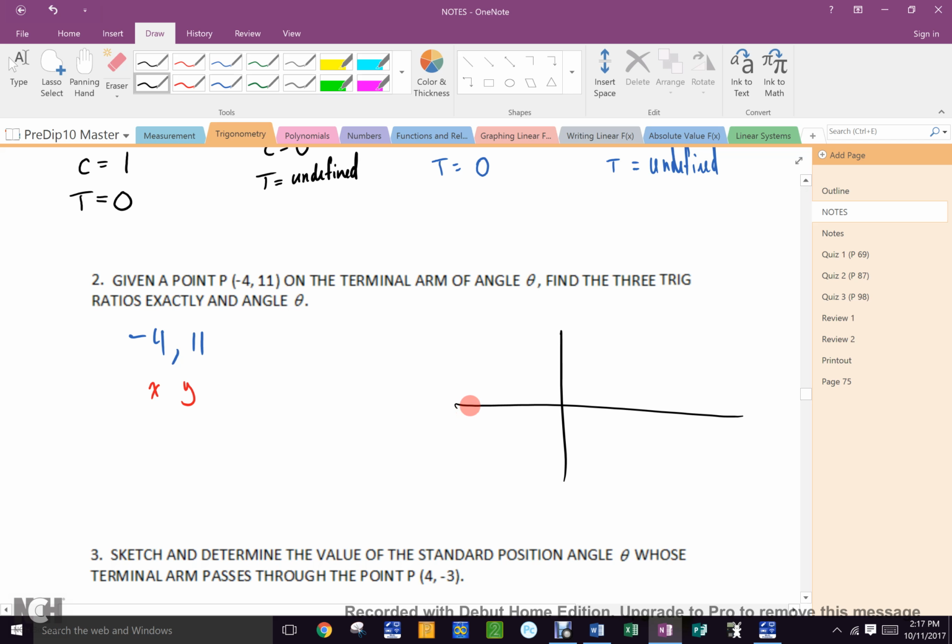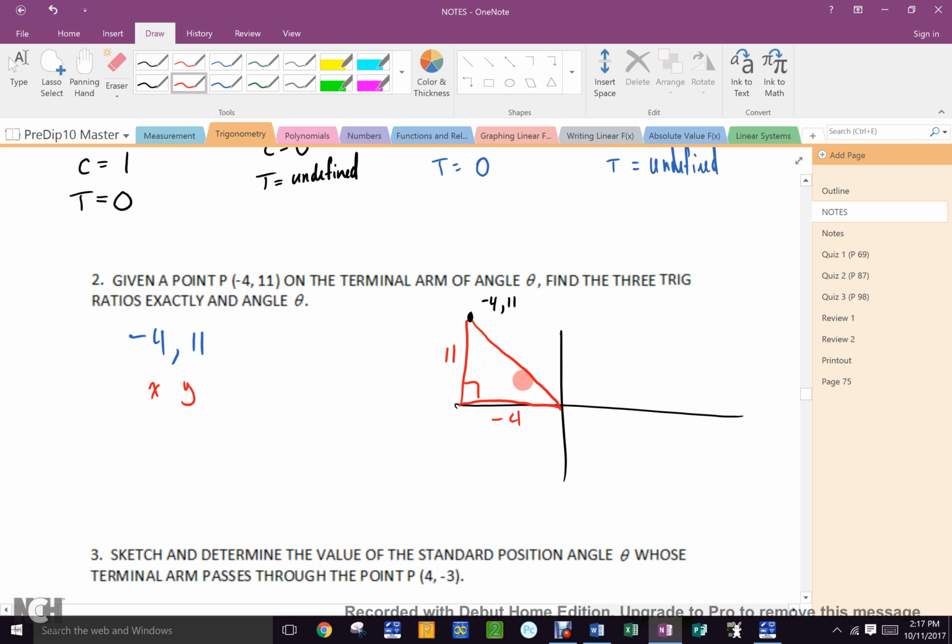-4 to the left. Up 11. Does everyone agree that that is -4, 11? Yes. Excellent. Now, keep it visual. Make the triangle. Is everybody cool? Yeah? Okay. How far is this distance? -4. How far is this distance? 11. Excellent.